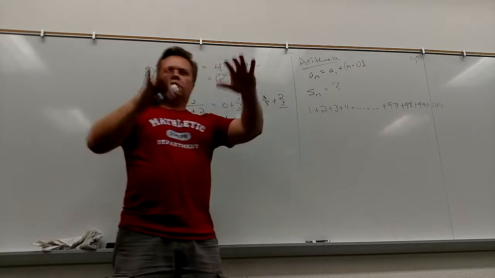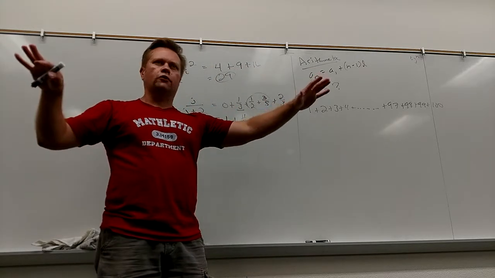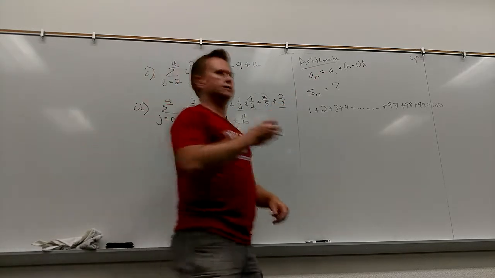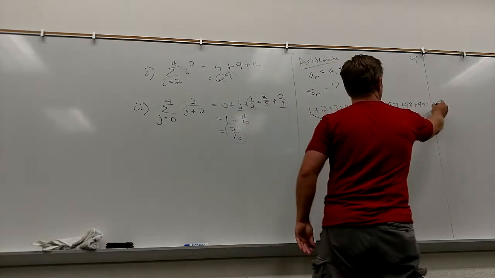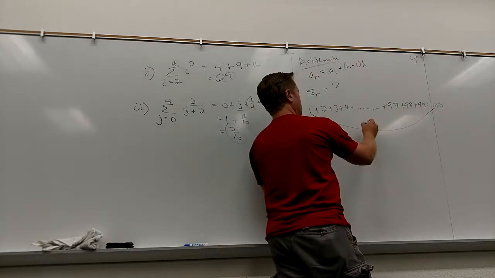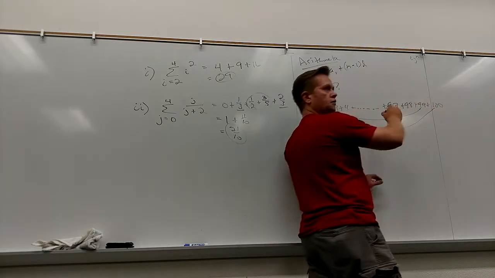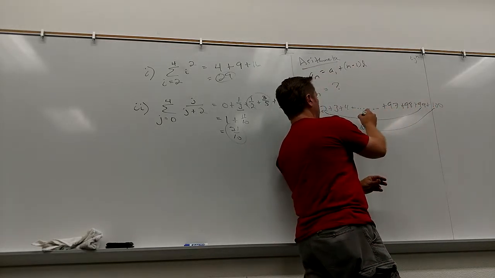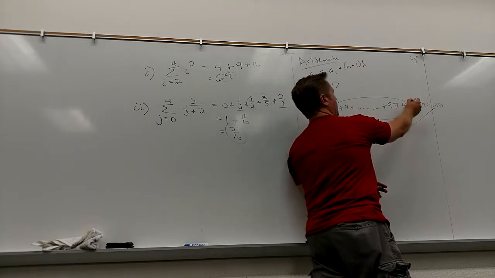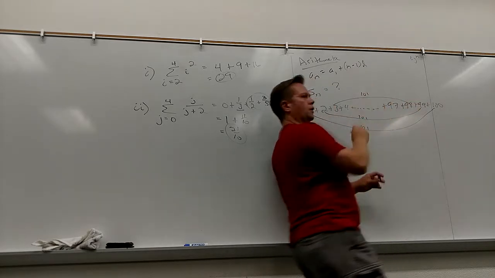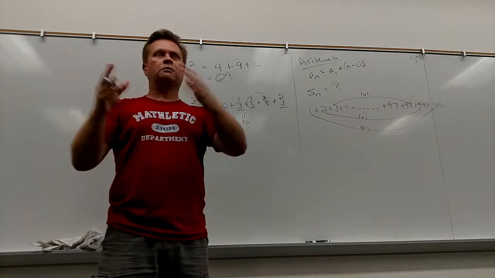So you do remember there's commutativity. I can add in whatever order I want to. So what Gauss realized is 1 plus 100 is what? 101. 2 plus 99, 101. 3 plus 98, 101. So he's going to have repeated 101s.